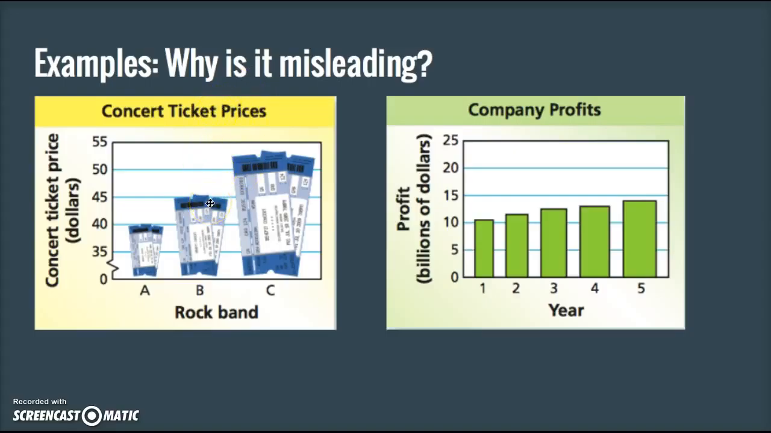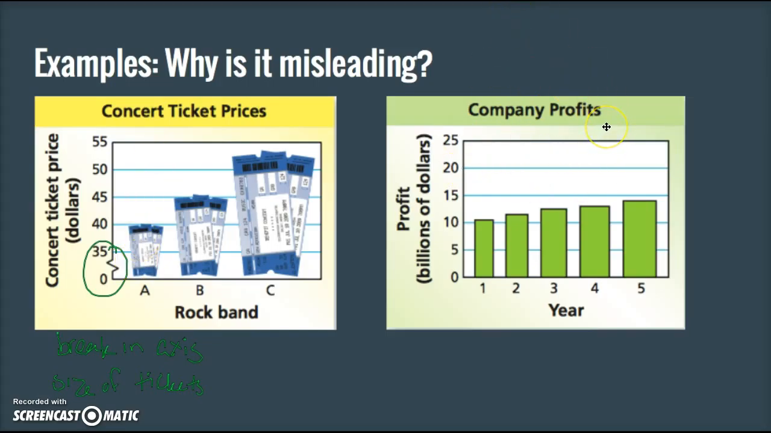Okay, one thing you should have noticed is right here, there's a break in the axis. It jumps from 0 straight up to 35. The other thing you should also notice is the size of the tickets. If you want a clear picture of the ticket prices, you want the tickets, which are really serving the same purpose as a bar in a bar graph, to all be the same size and no break in the y-axis or any axis for that matter.